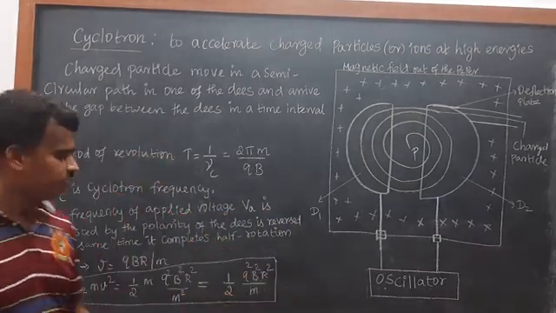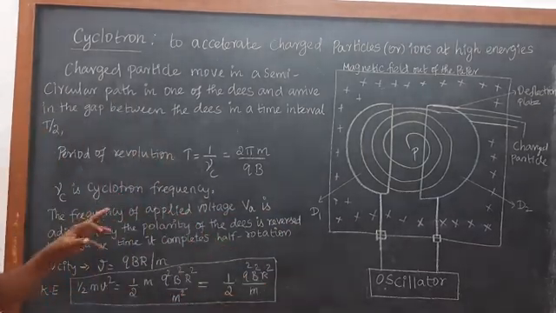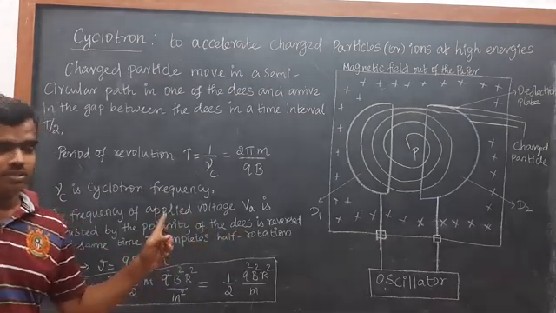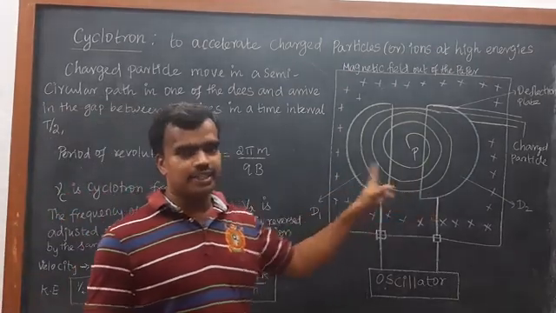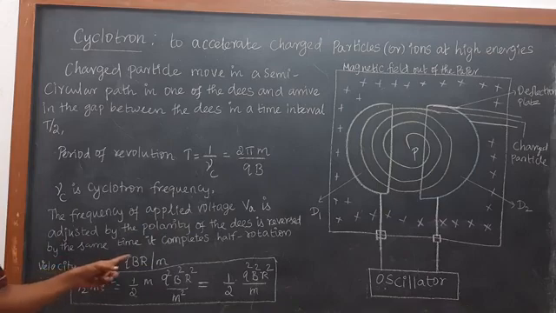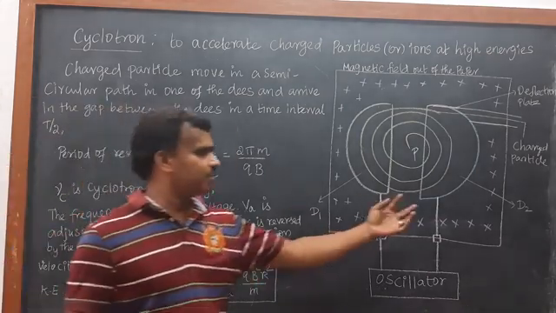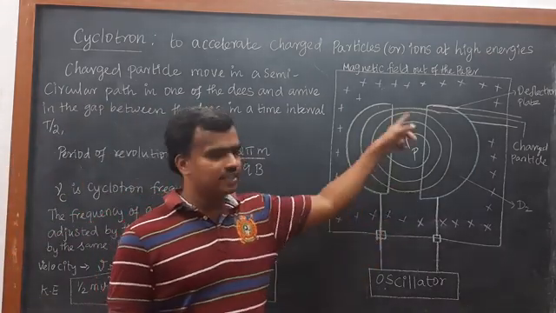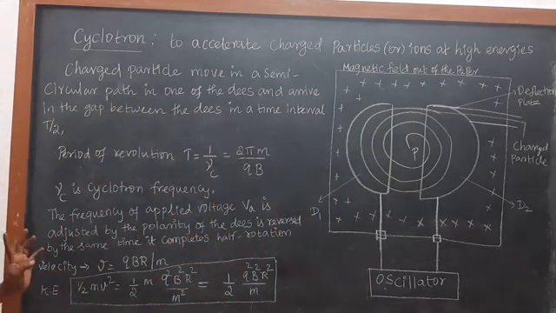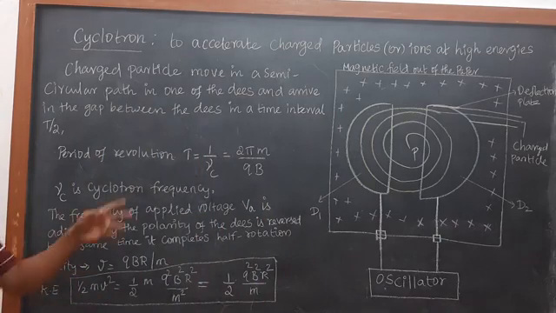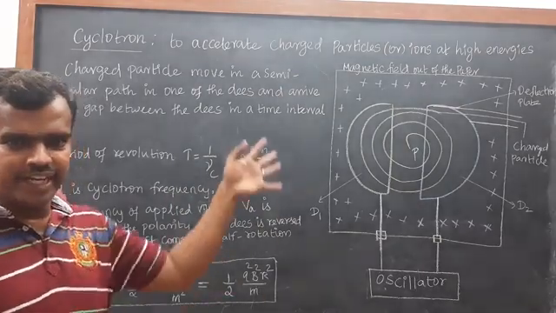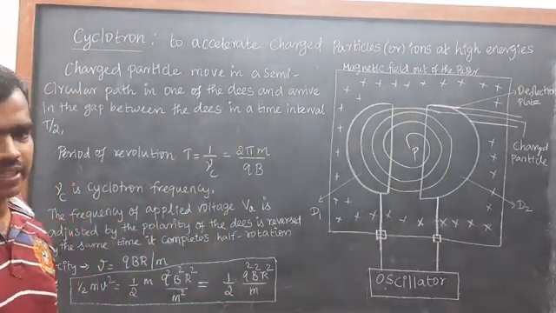So as stated, the frequency of the applied voltage VA is adjusted so that the polarity of the Ds is reversed at the same time. And if we are changing the polarities, what will happen? It covers half a rotation, right? A semicircular path. So it takes half a rotation. So at last, its energy increases, which means obviously the radius of the circle is also going to increase, and it is ejected out.